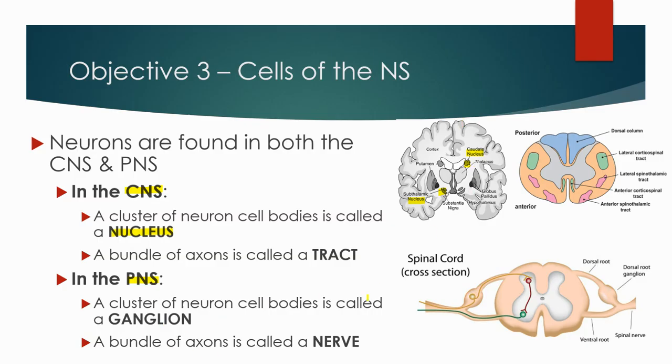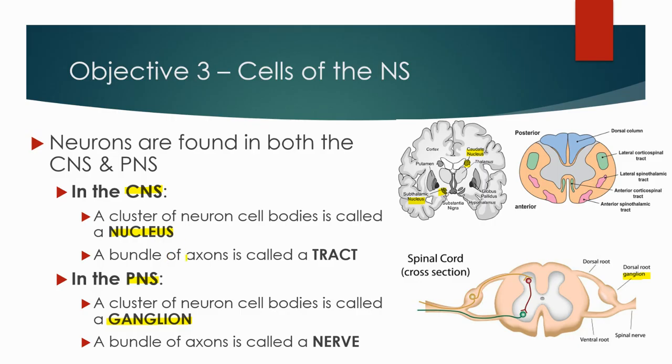Now, a cluster of cell bodies in the peripheral nervous system is called a ganglion, or ganglia if it's plural. And so it's pretty much the same thing. Both of them are collections of cell bodies, but if it's in the central nervous system, it's a nucleus. If it's in the peripheral nervous system, it's a ganglion.